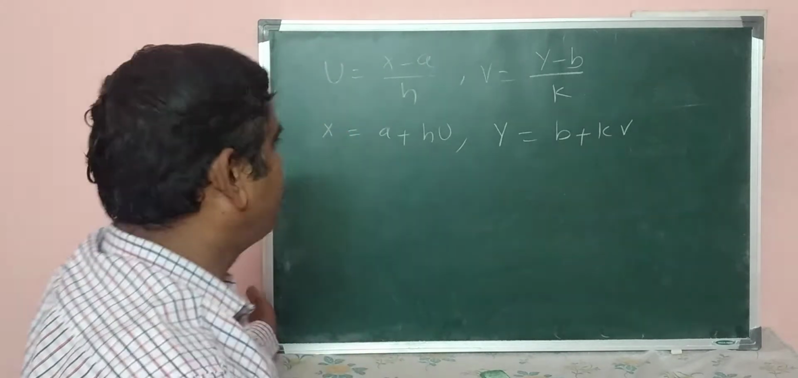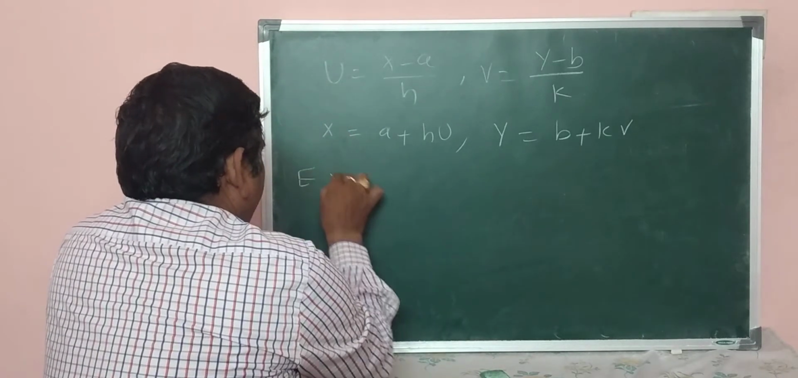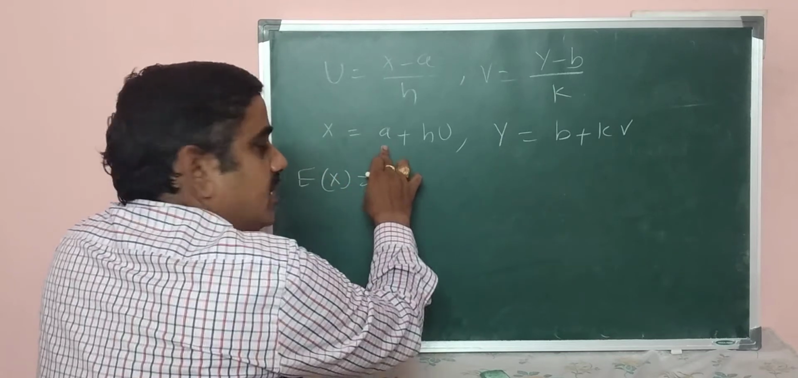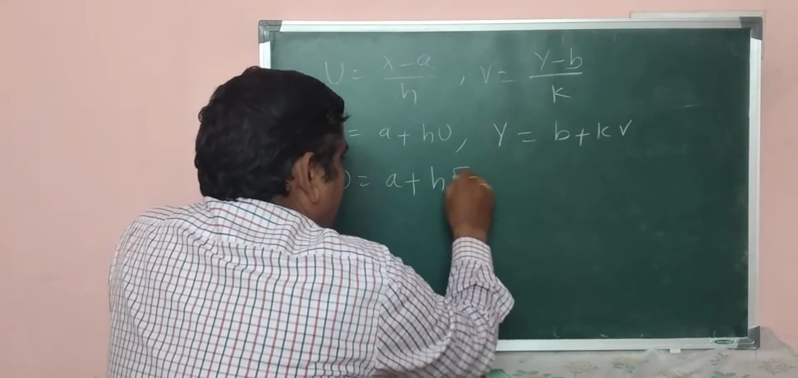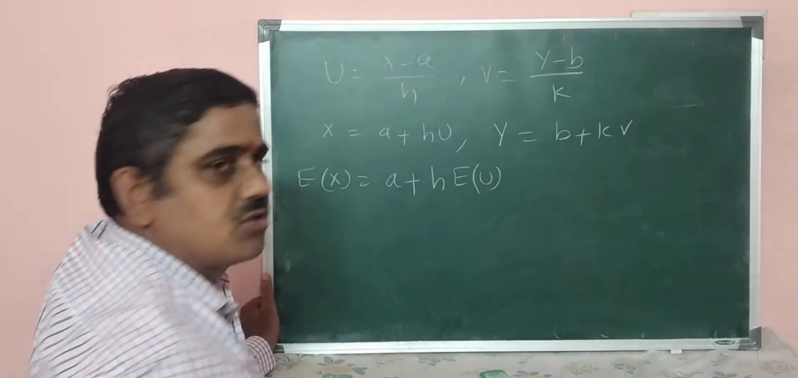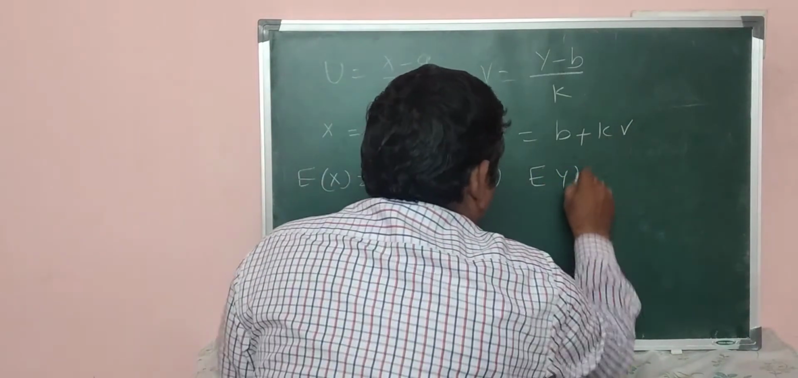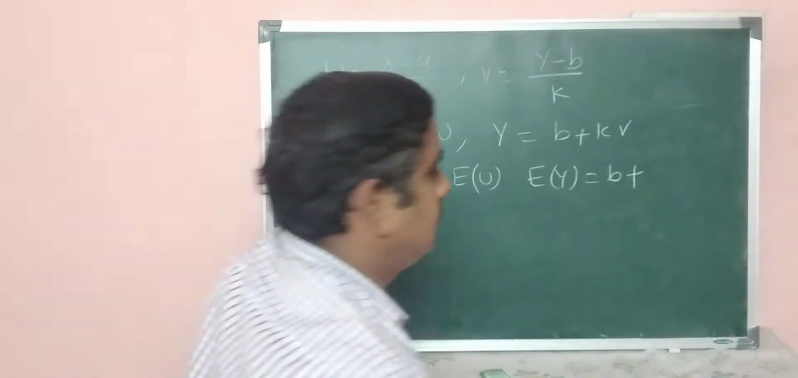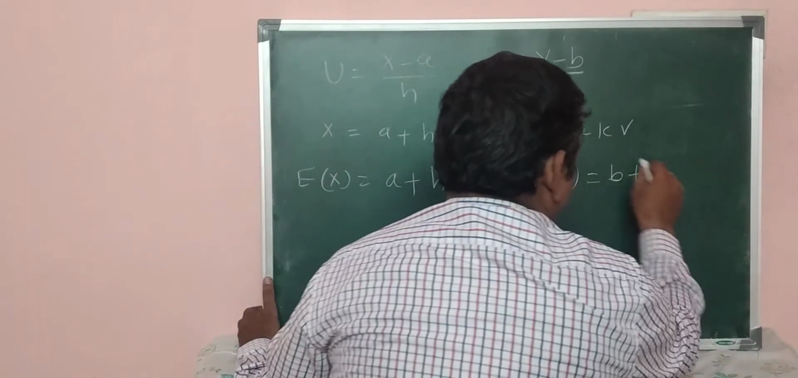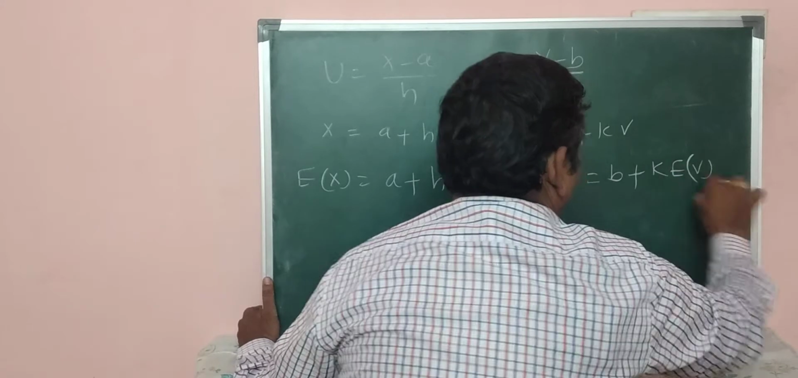I am calculating the expectation of x next. Expectation of x is equal to, expectation of a constant is the constant a, plus h into expectation of u. h is a constant and I have taken it outside. And similarly, expectation of y is equal to, b is a constant, so expectation of a constant is the constant, expectation of b is b, and the expectation of a constant into v, that is k into expectation of v.